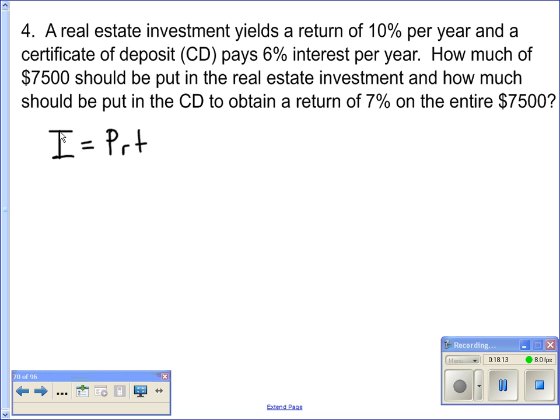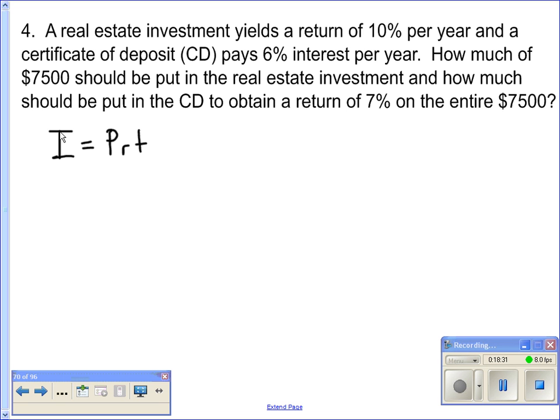So you've got a real estate investment that yields a return of 10% per year and a certificate of deposit or CD that pays 6% interest per year. How much of the $7,500 should be put into the real estate investment and how much into the CD to obtain a return of 7% on the entire $7,500?